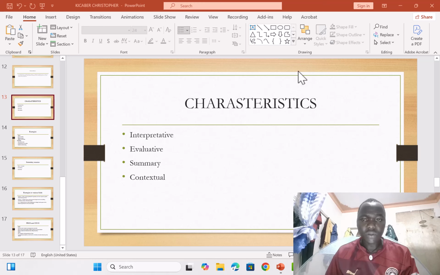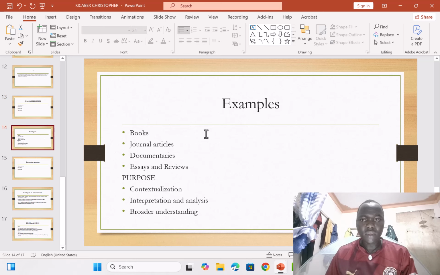Now contextual. It helps to frame data in context with a broader understanding. Its context will help you frame the data of the primary sources with more detailed information. So those are the characteristics of secondary sources: interpretative, evaluative, summary, and contextual. Let's move on. I hope you are paying attention. We go to the next slide.